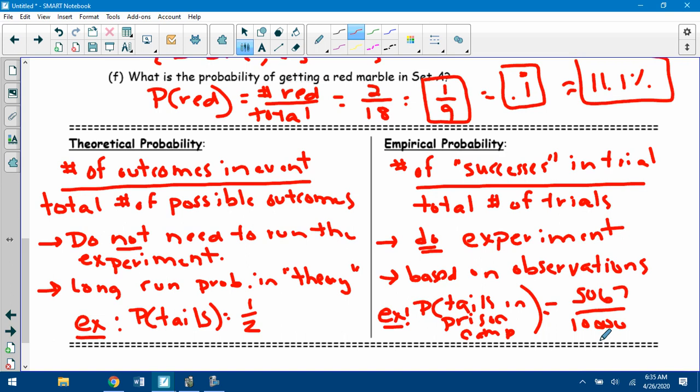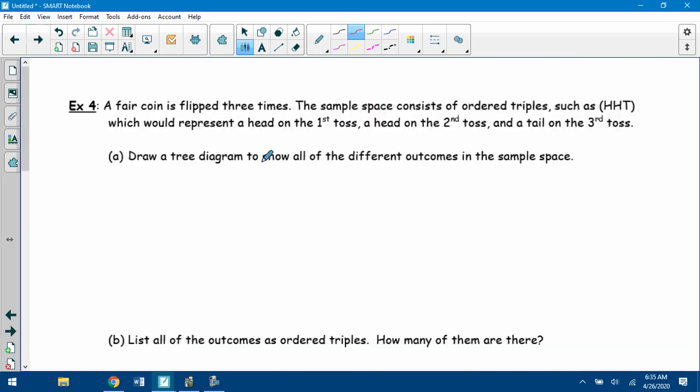Okay, last page. A fair coin is flipped 3 times. The sample space consists of the ordered triples such as heads, heads, tails, HHT, which would represent head on the first toss, head on the second toss, and a tail on the third toss. Draw a tree diagram to show all the different outcomes.